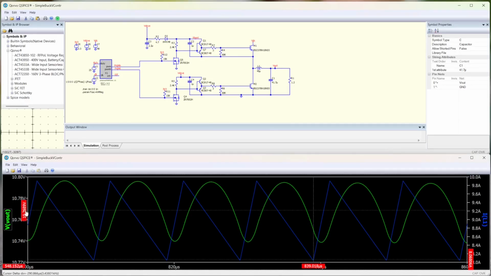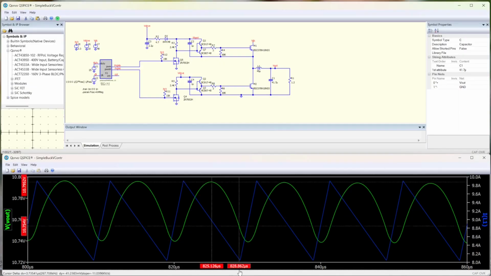Looking at the output voltage ripple, it was designed to be a maximum of 60 millivolts. And if you look here, we are from 10.74 to 10.8 almost. So we are very close to the 60 millivolts.